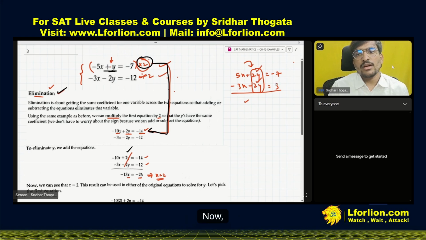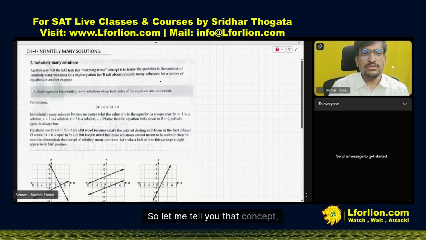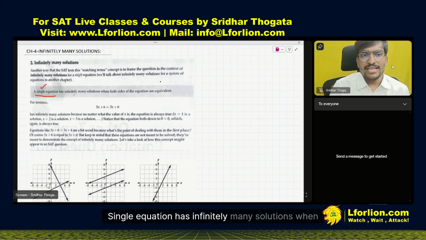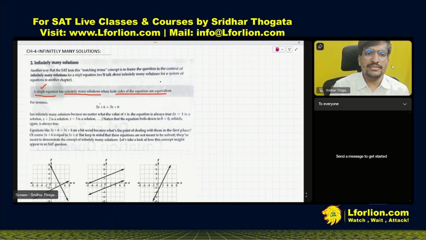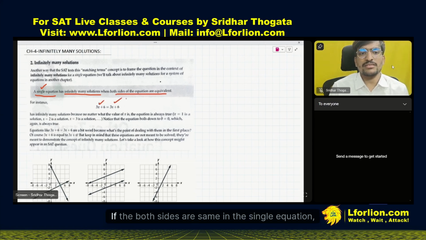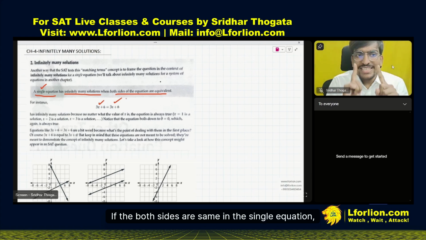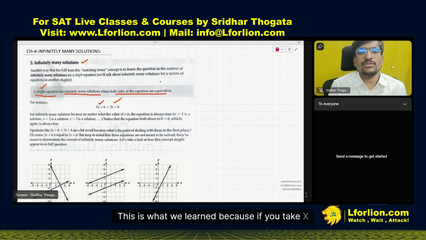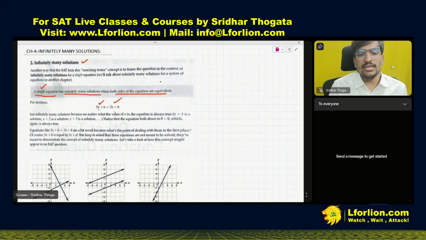That's it. Now we learned something in chapter 4. So let me tell you that concept we learned. In chapter 4, we learned a single equation. What is that? A single equation has infinitely many solutions when both sides of the equation are equivalent, like this: 3x plus 6, 3x plus 6. If both sides are the same in the single equation, then it has infinitely many solutions. This is what we learned, because if you take x value 1, 2, 3, all of them are going to work for this equation.